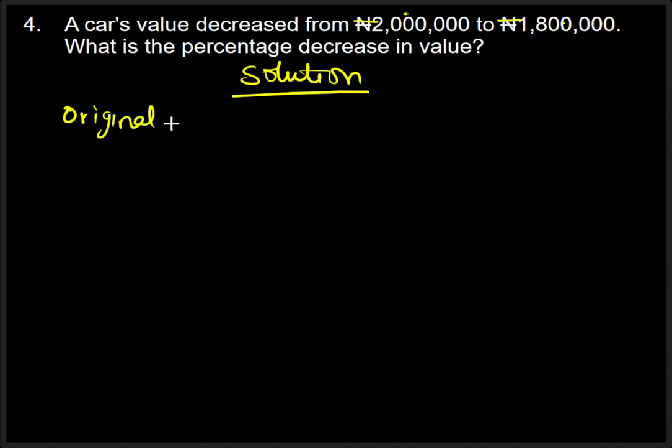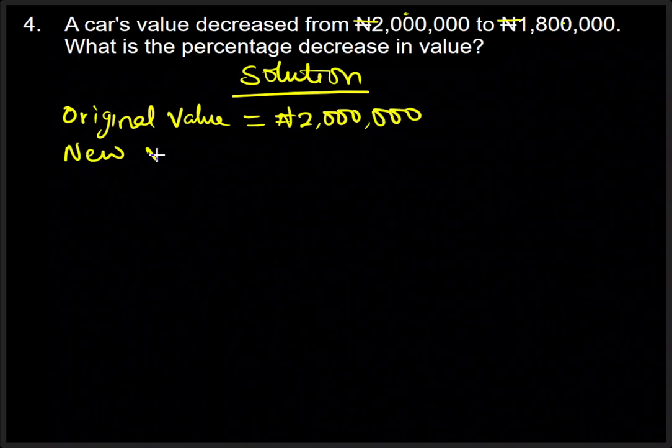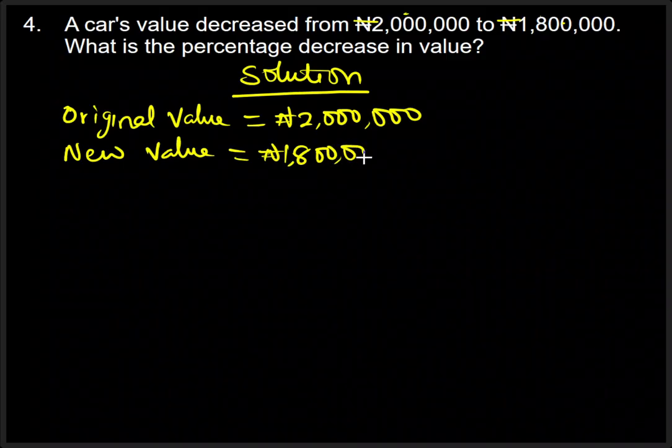So let's see, the original amount. Okay, let me use value. Original value is equal to 2 million naira, and then the new value, it decreased from 2 million to 1.8. So the new value is equal to 1,800,000 naira. So with this original value and the new value, I believe we can get our decrease, because there's been a drop. So we can get our decrement.